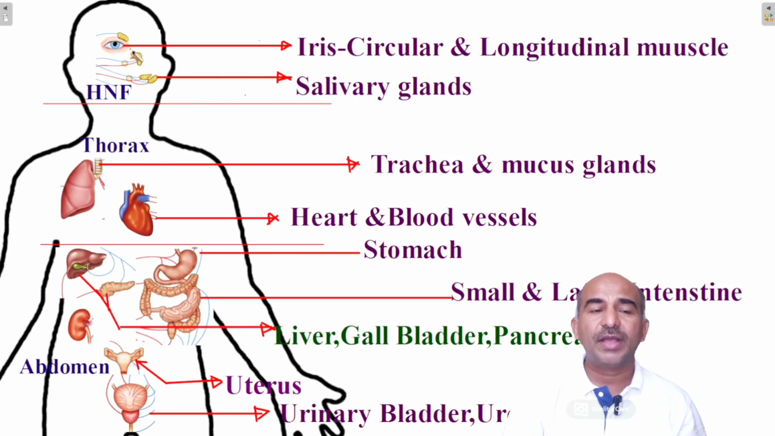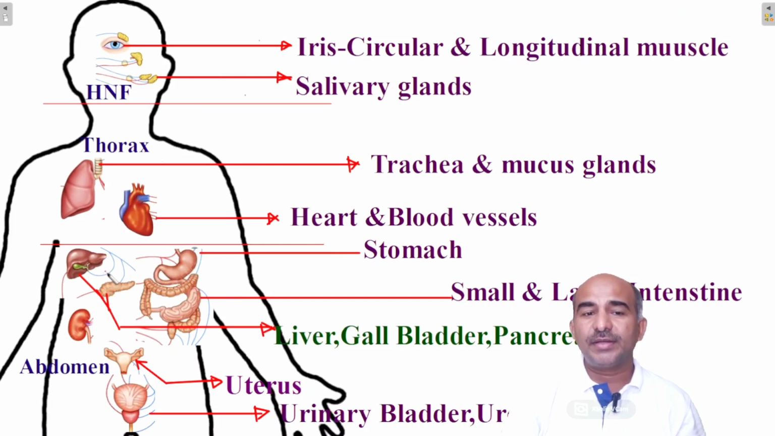Hair, eyes, iris. These are the lacrimal gland. These are the salivary glands in the head, neck, and face. In the thorax, only the trachea and the mucous glands. In the heart, there is the heart and also blood vessels. In the heart there are three types of tissue: pacemaker, conduction tissue, and contractile musculature.